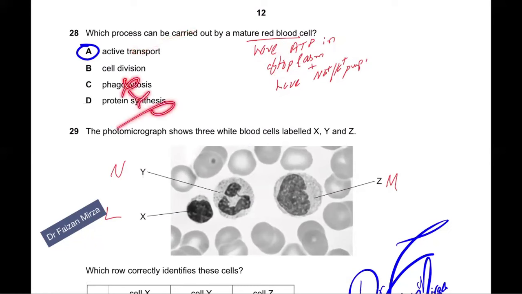Cell division, phagocytosis, protein synthesis are not correct. None of them can be correct. Because it has no nucleus, so no cell division. Phagocytosis, again, it cannot engulf. There's no lysosome inside either. In protein synthesis, again, a mature blood cell will not have the machinery required for protein synthesis, like no nucleus, no rough ER, no Golgi in the mature blood cell.